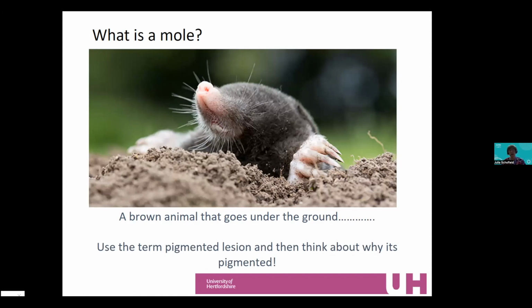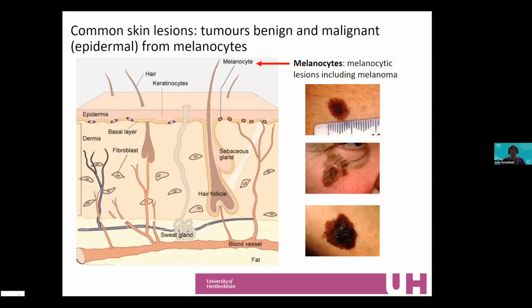So if we're looking at what is a mole, the first thing that I want to understand is that this is a pigmented lesion. So we talk about pigmented lesions once we move away from the mole, the brown animal, and we then ask the question, why is the lesion pigmented? So we're going to talk a little bit about lesions that are derived from melanocytes.